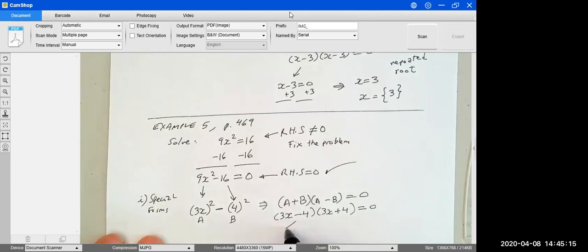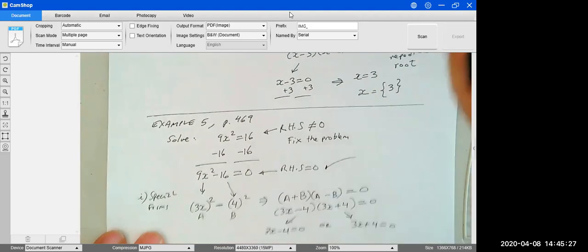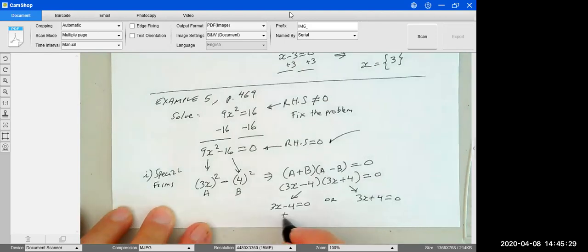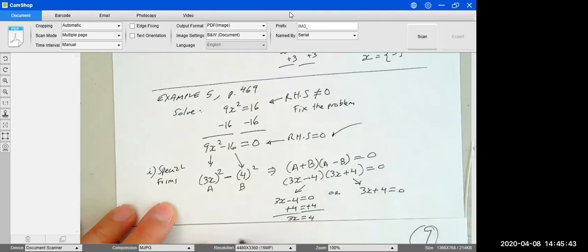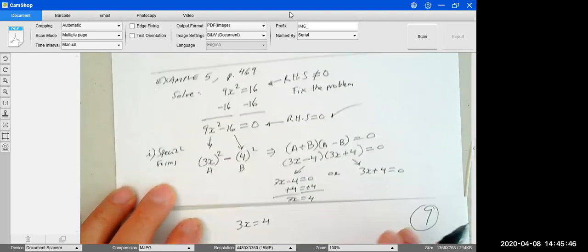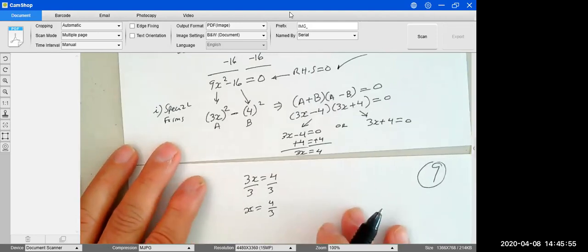So I have two possibilities: that 3x minus 4 equal to 0, or that 3x plus 4 equal to 0. From the first one, you add 4 to both sides, so you get 3x equals 4. If you continue, from here 3x equals 4. So you divide by 3 now, and you get x equals 4 over 3.